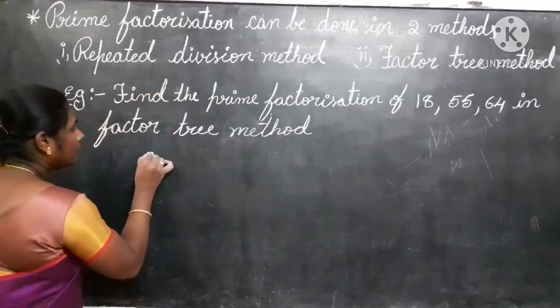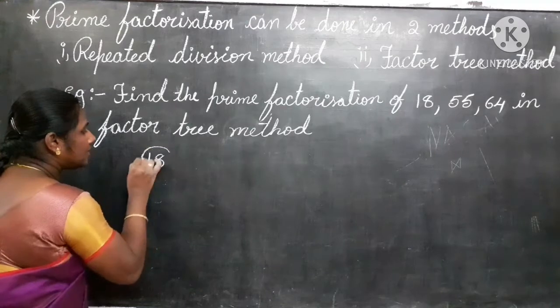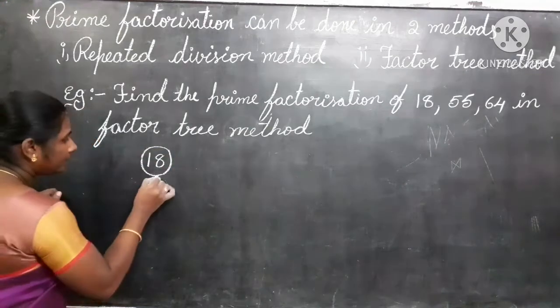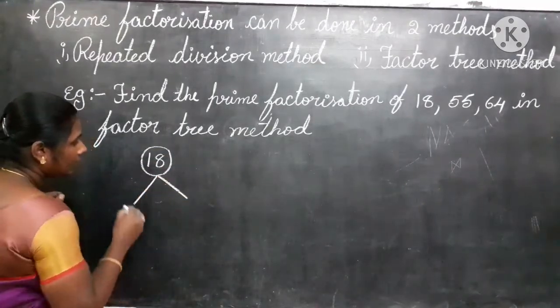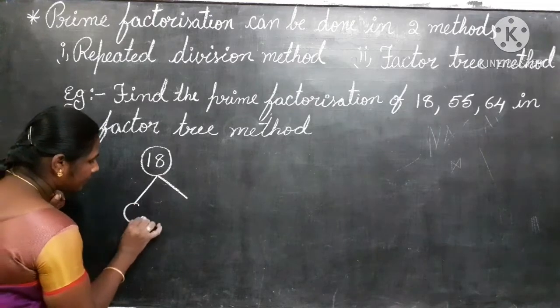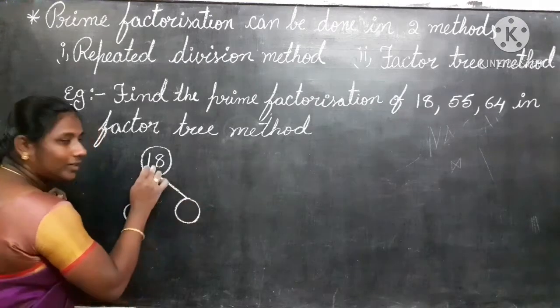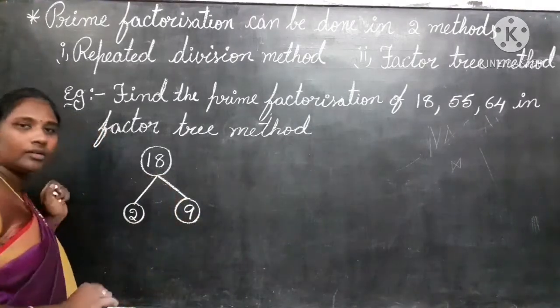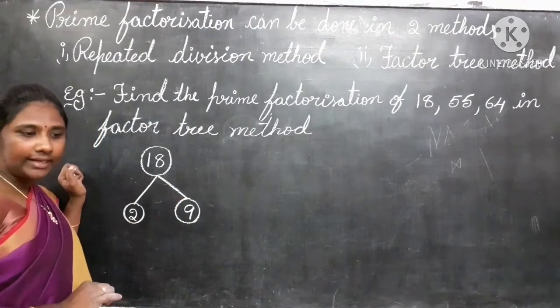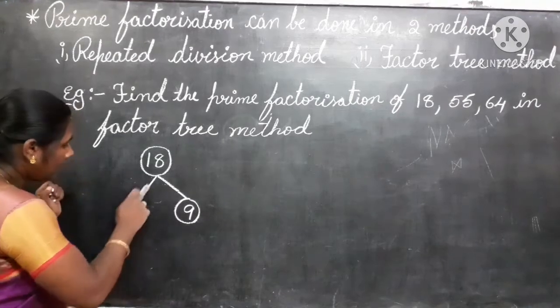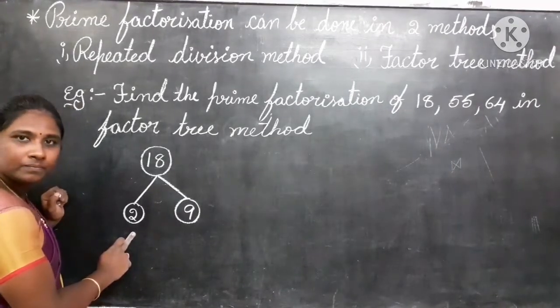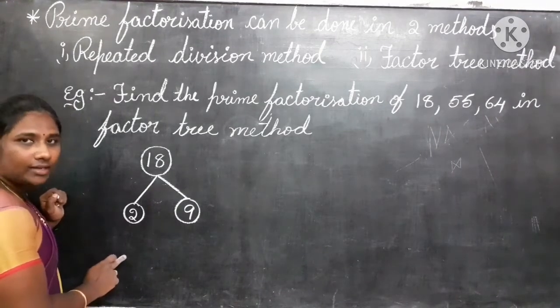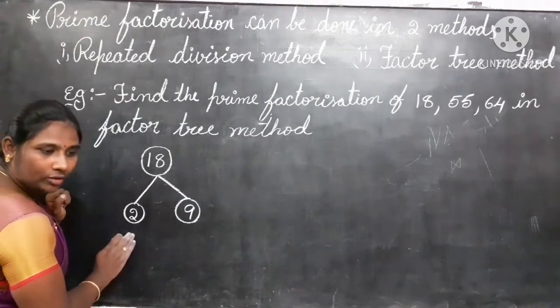First 18. 18 how we should write? Here we have to write like this one. 18. 2 table it will come, yes. 2 nines are 18. Next, here again 2 will come. Again 2 we can write? No. We no need to write 2.